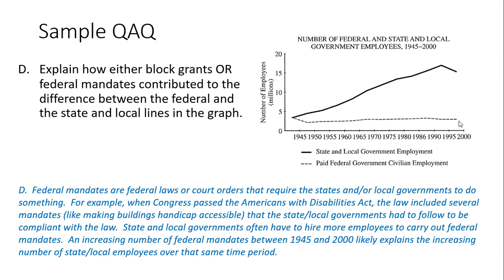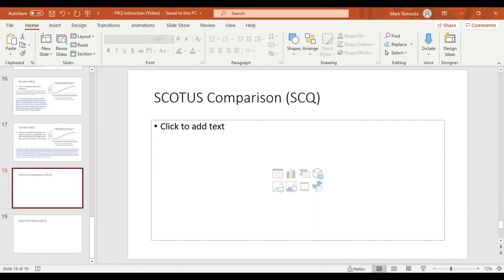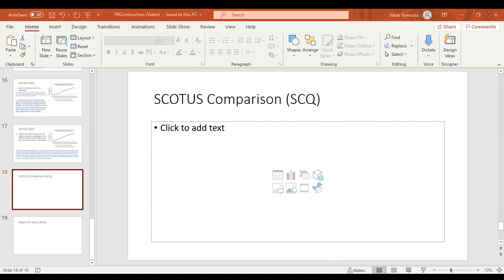State and local governments often have to hire more employees to carry out federal mandates. An increasing number of federal mandates between 45 and 2000 likely explains the increasing number of state and local employees over that same period. Okay? That's the key point. And hopefully with that, you have a better understanding of how to write the quantitative analysis FRQ.